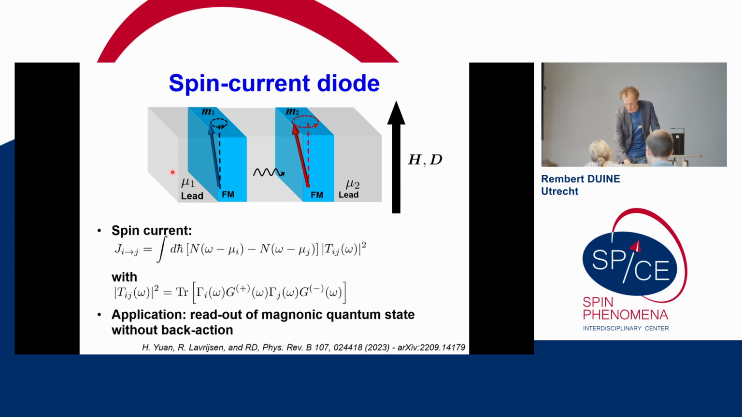But anyway, this basically gives a perfect spin current diode, and it's only perfect, of course, if we ignore the ordinary interlayer exchange coupling. What you can show is that if you start increasing that, then the perfect diode behavior is gone, but it still works pretty well. So this may be a nice possible application: to read out magnonic quantum states without any back action.